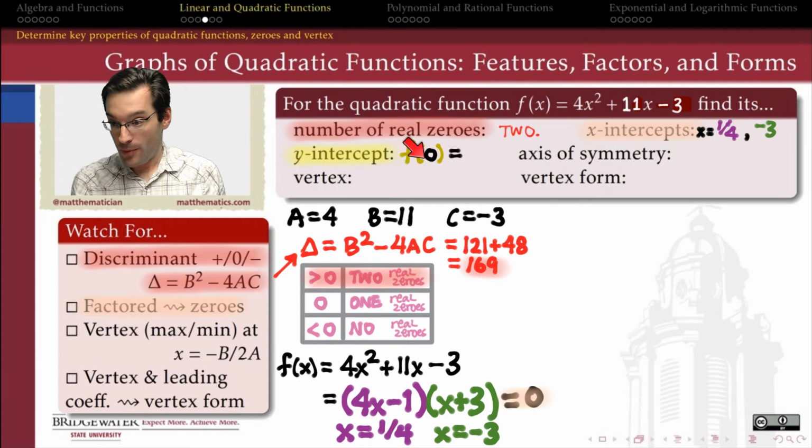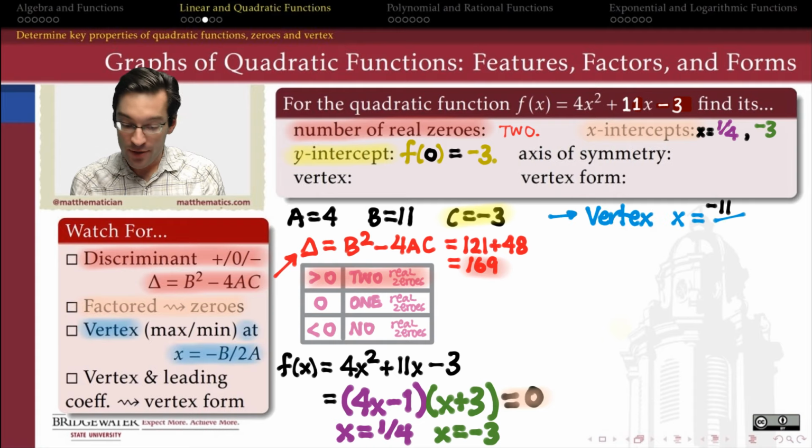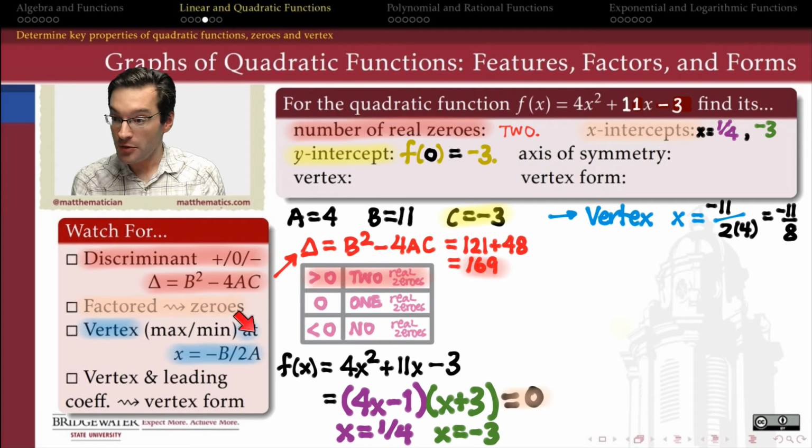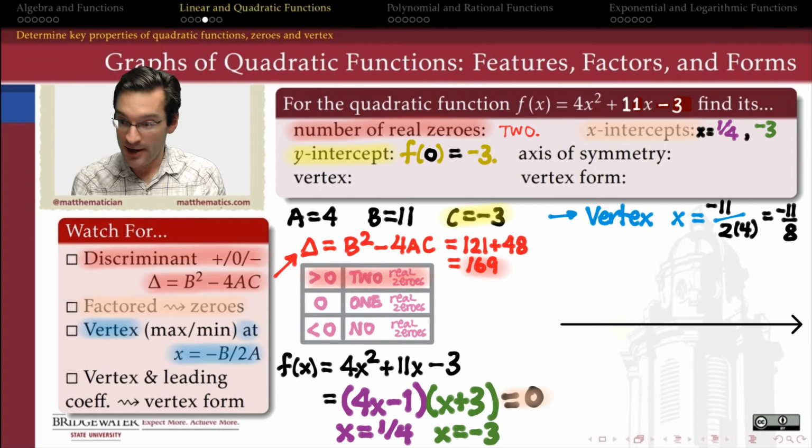What's the y-intercept? The y-intercept is just the value of f of 0. And when I plug 0 in for x, the value of this expression turns out to be negative 3. Now, what about the vertex? Where does this parabola reach its zenith or its nadir? Where does it turn directions? That's going to happen for a value of x that's equal to minus b over 2a. In this example, that gives me x equals negative 11/8.